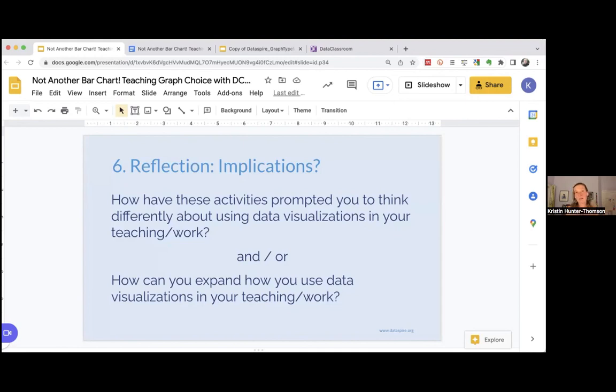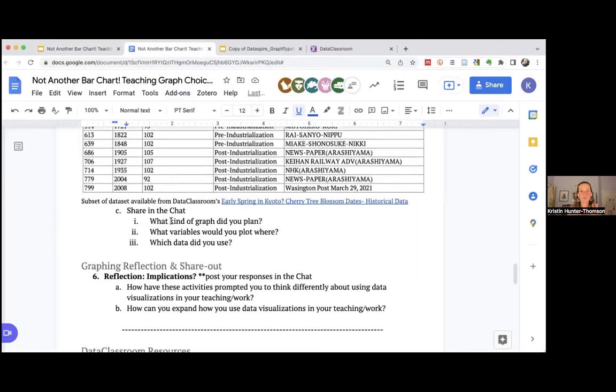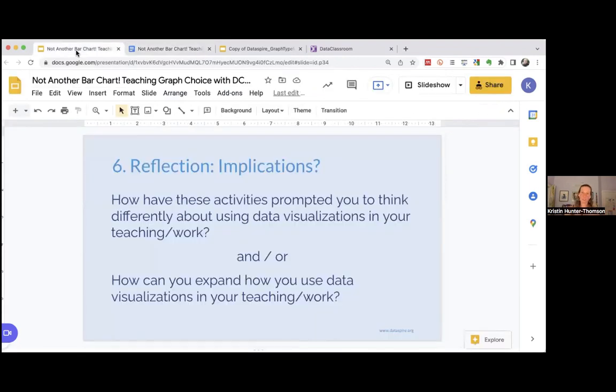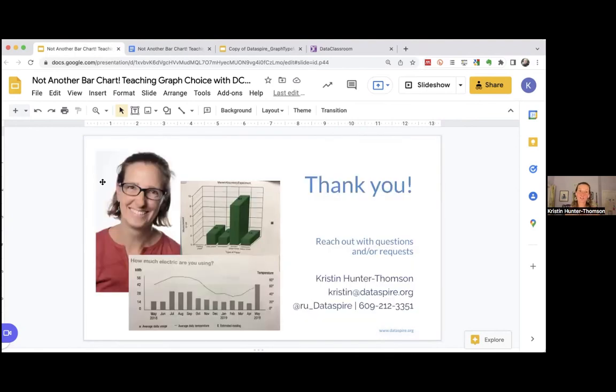I encourage you, as we all go back into the rest of our lives, to pause for just 30 seconds or a minute. These questions are in our shared resource document down here. We're not going to post them in the chat, but I encourage you to think personally and reflect on how these activities have prompted you to think differently about using data visualizations in your teaching or whatever work you do with your learners around data. Or how could you expand how you use data visualizations or different aspects of the tools that Data Classroom provides to help your learners?